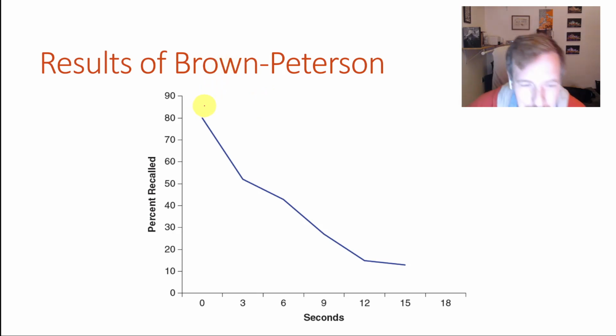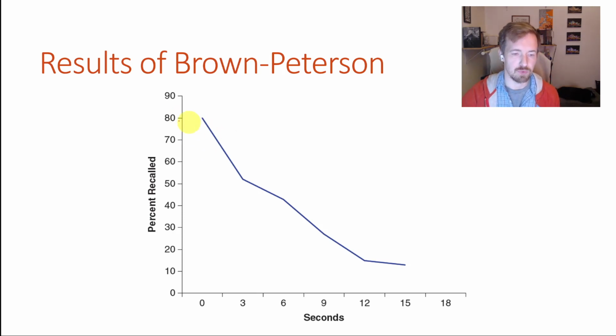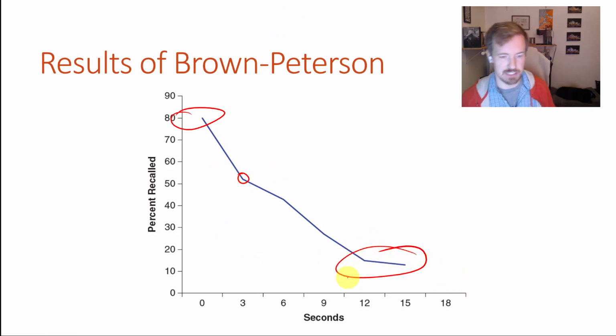So, generally what we find is that if you don't have somebody interrupt, if you just immediately ask the participant to write down that list of words, they remember things at about 80%. But as soon as you have somebody doing the Brown-Peterson task, it drops down to about 50%, and then after a couple of seconds, it almost flatlines down at 10%.